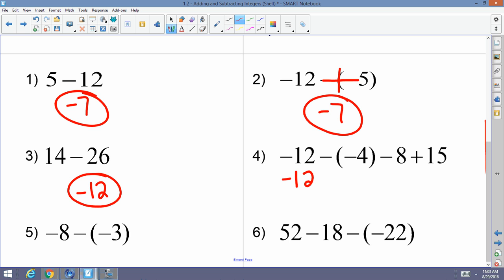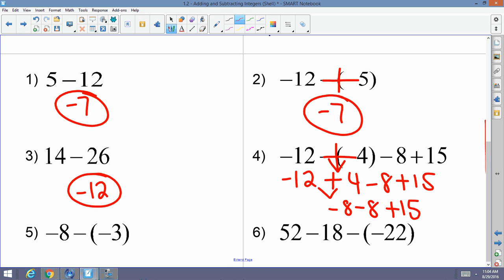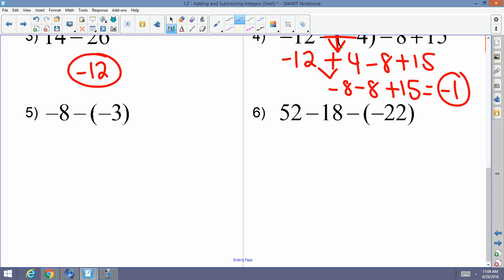I've got negative 12 here, plus, right, that's a plus 4, minus 8, plus 15. Negative 12 plus 4 is negative 8, minus 8, plus 15. Negative 8 minus 8, when the signs are the same, you add and keep the sign, is negative 16, plus 15 is negative 1. Negative 8 minus a negative 3. Well, I've got negative 8. Remember, this negative times a negative is positive 3 now, and this will be negative 5. When the signs are opposite, you subtract and keep the sign of the largest absolute value.